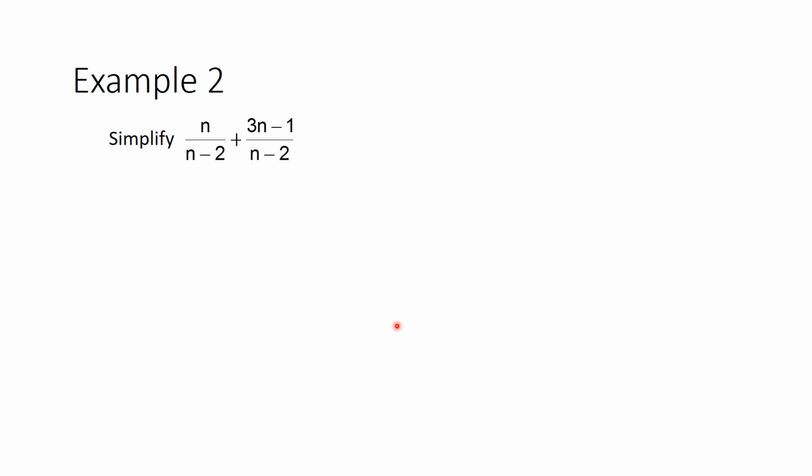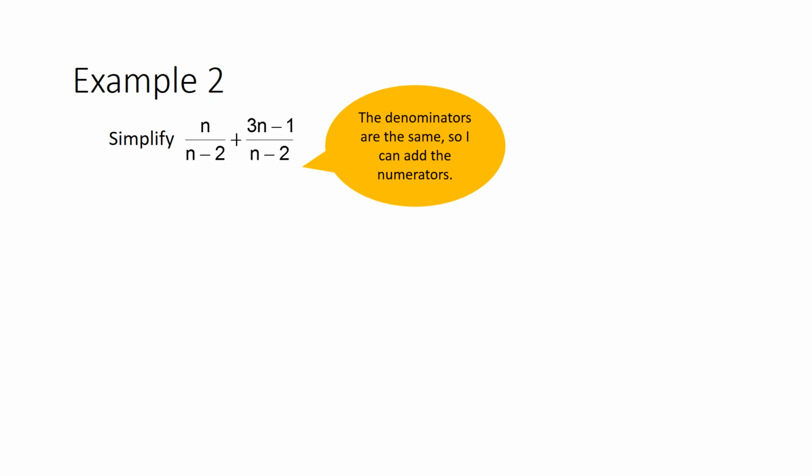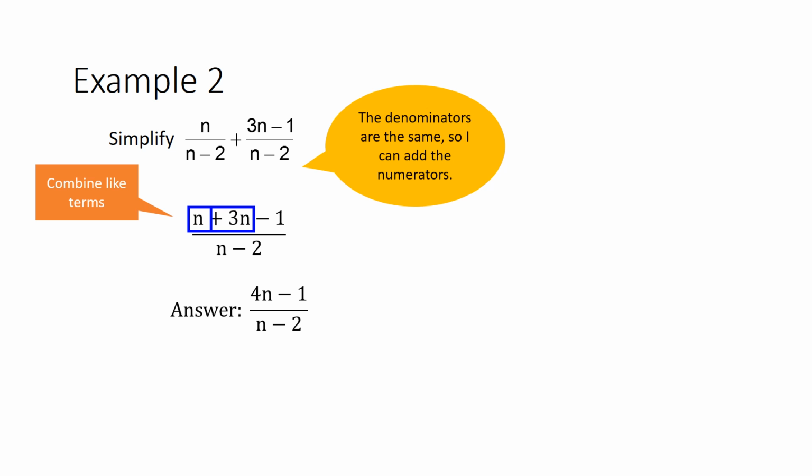Okay, let's look at example number 2. Here in example number 2, they have a binomial in their denominators. And what's great about this is that their denominators match. The denominators are the same, so I can just add the numerators. From there, I need to combine like terms. Final answer, 4n minus 1.